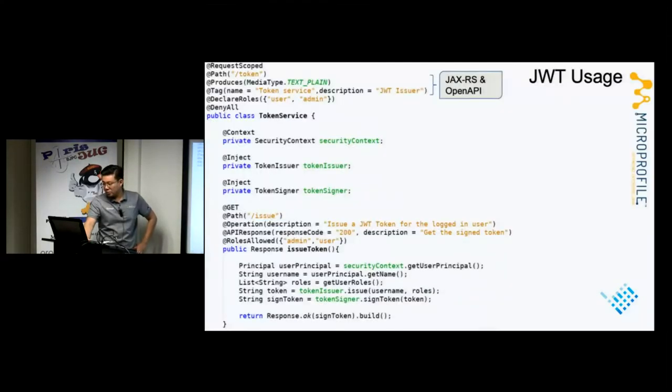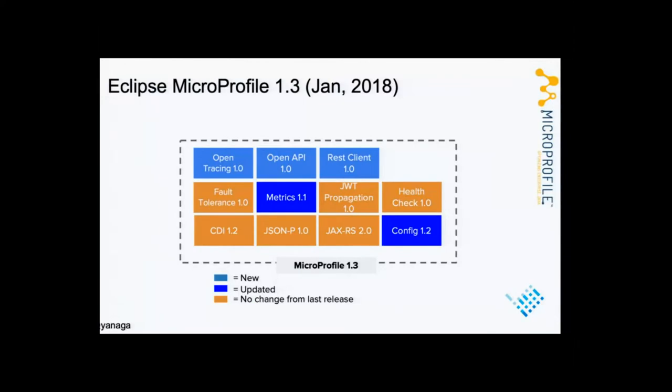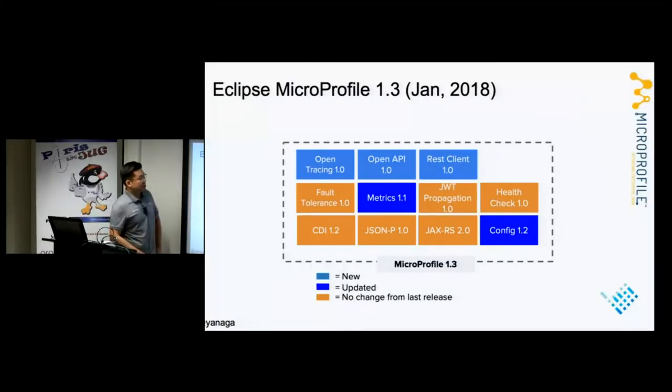And let's try to skip. So in January 2018, what have we added? These were already implemented, so we added metrics 1.1, config 1.1, and we added these new APIs, OpenTracing. So if you want to trace your application inside the Kubernetes cluster, because in the past, with a monolith, if you needed to debug what was happening, you just opened the log file and saw what was happening.